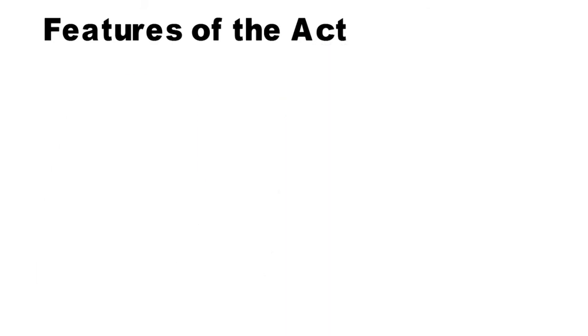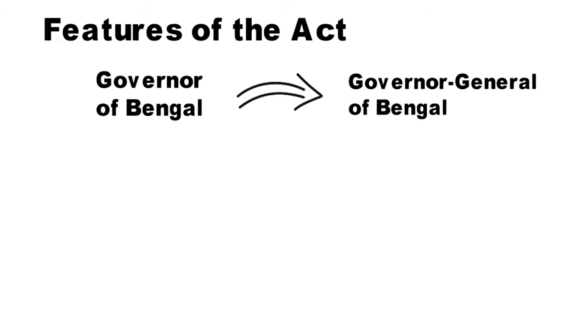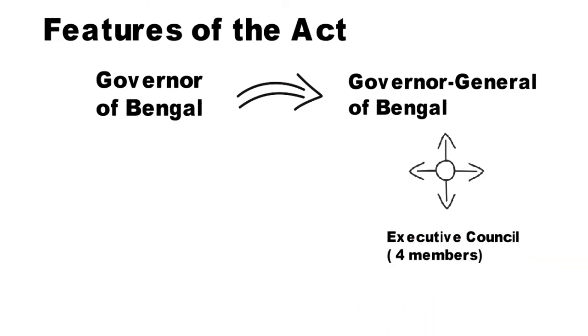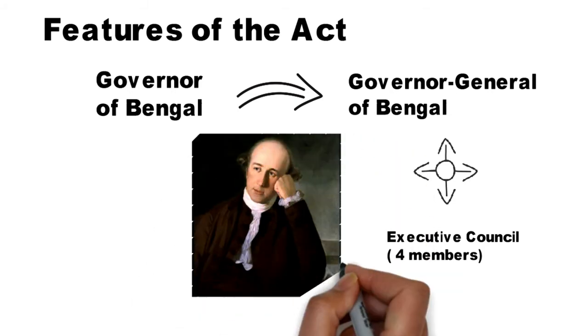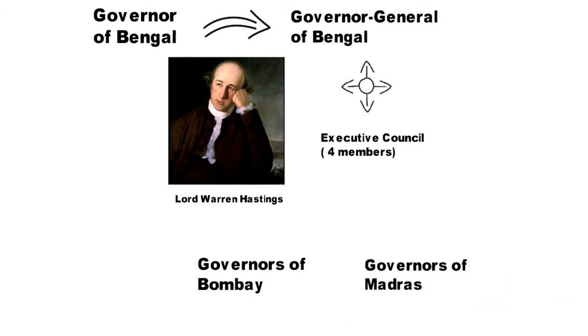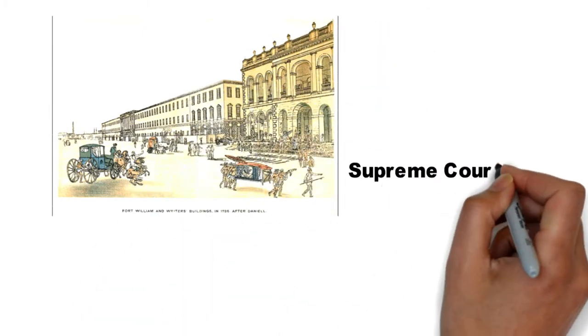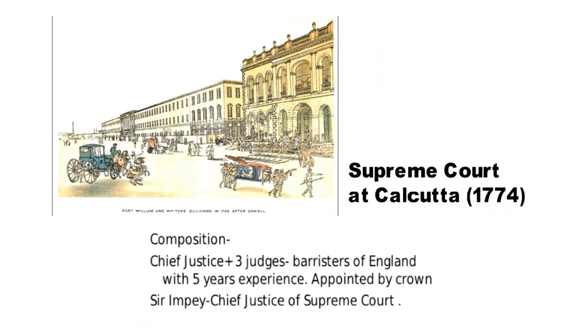It designated the Governor of Bengal as the Governor General of Bengal and created an executive council of 4 members to assist him. The first such Governor General was Lord Warren Hastings. It made the governors of Bombay and Madras presidencies subordinate to the Governor General of Bengal, unlike earlier when the 3 presidencies were independent of one another. It provided for the establishment of a Supreme Court at Calcutta, comprising 1 Chief Justice and 3 other judges.